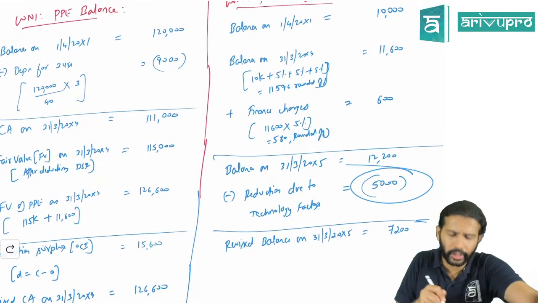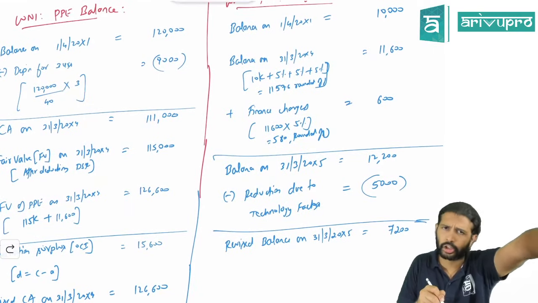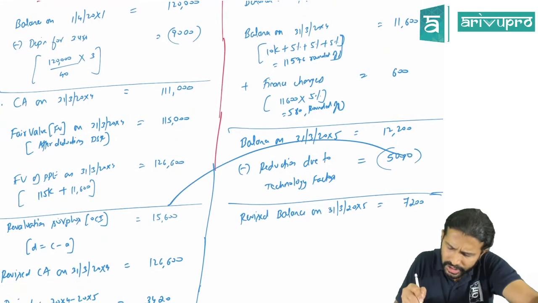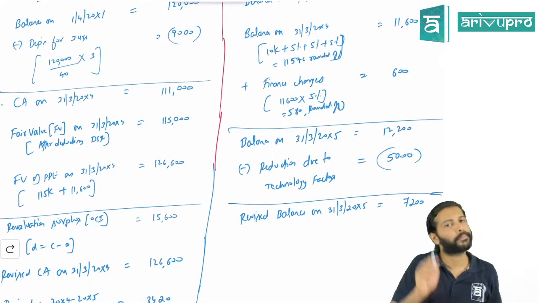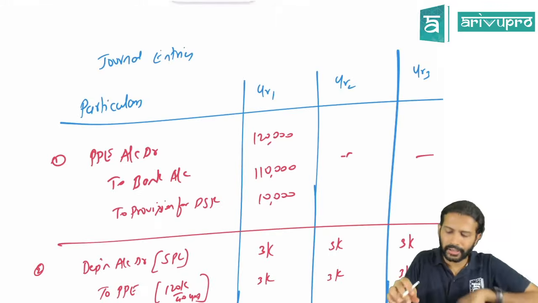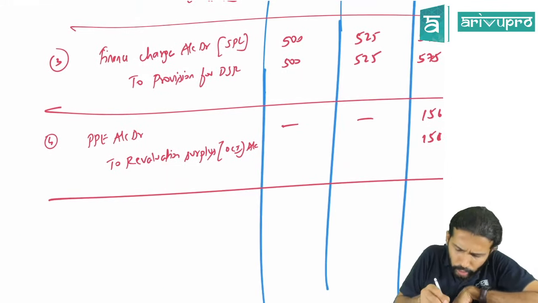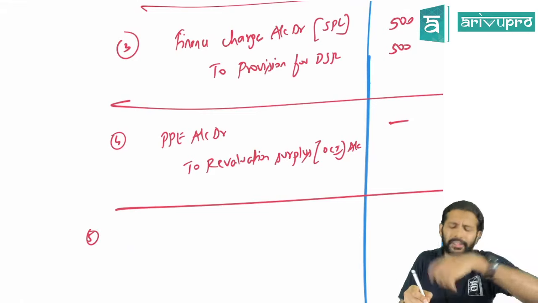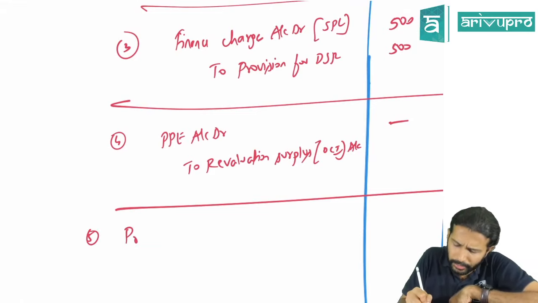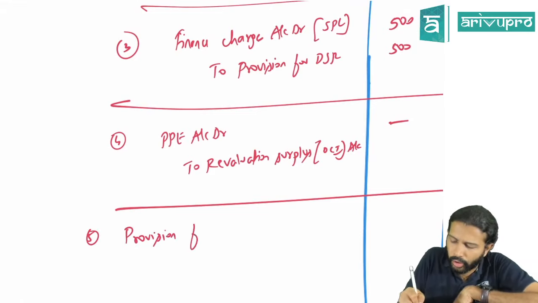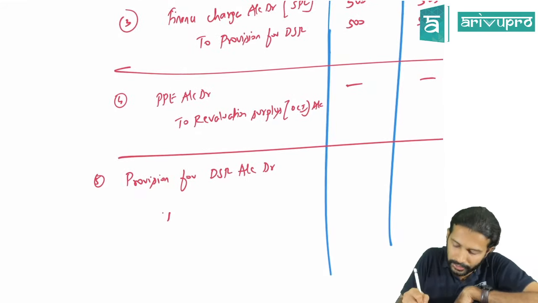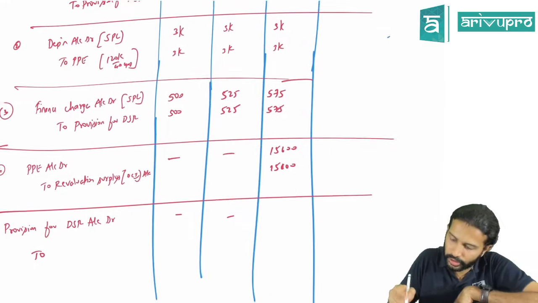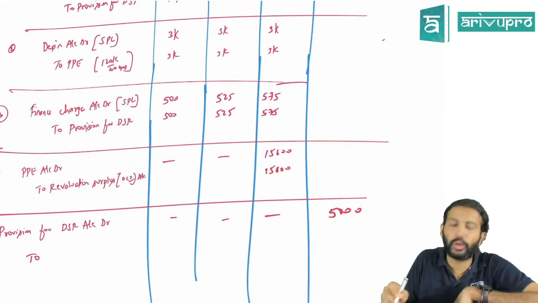This 5,000 reduction in DSR should have been reduced from the cost of the asset, but here it is adjusted from revaluation surplus. That's all. So that means the entry will be what? You have to reduce the provision, so the journal entry will be simple. Provision is a liability, it will have a credit balance. To reduce it, you will debit. So you will write here provision for decommissioning and site restoration cost, that is the DSR account, debit. How much? Fourth year you got this change, no? So 5,000 you will pass.